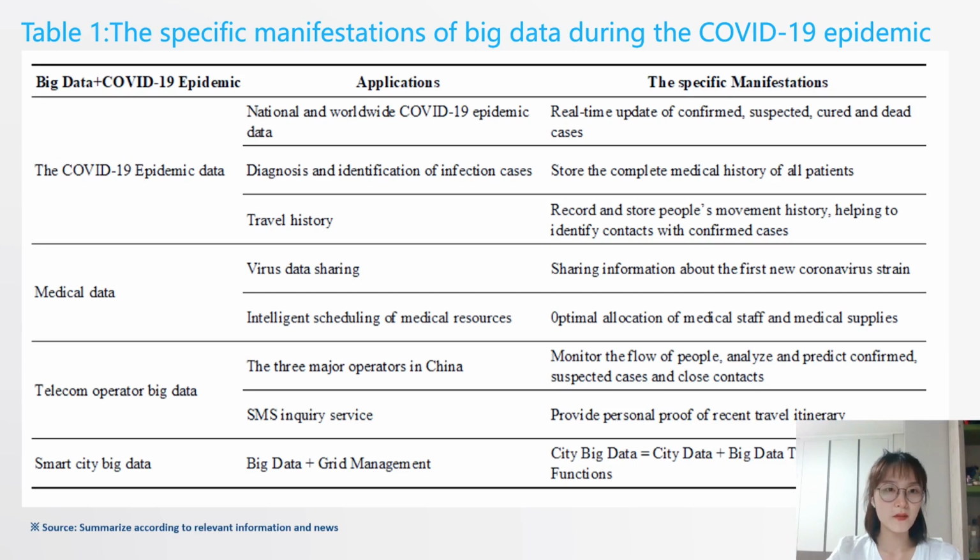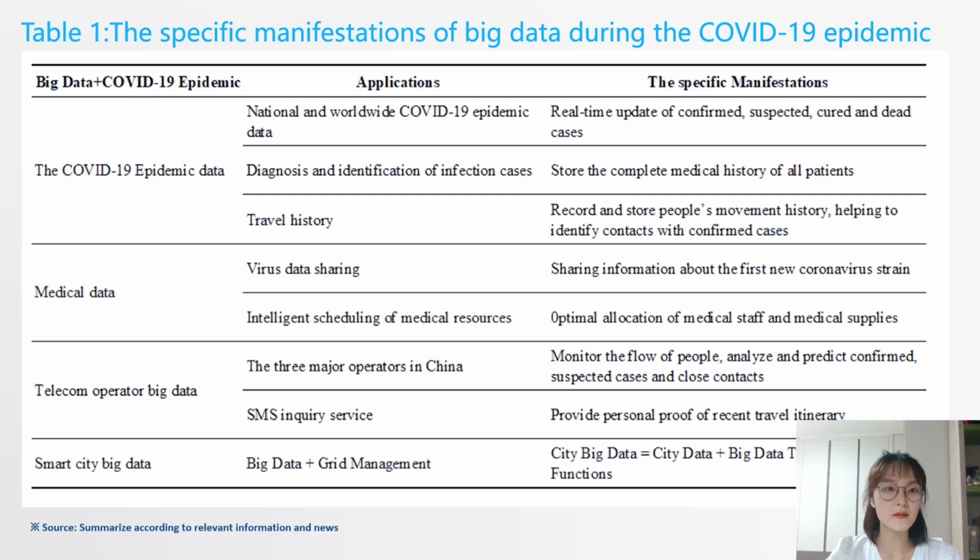The first one is the COVID-19 epidemic data. It's mainly based on the national and worldwide COVID-19 epidemic data. It regularly discloses confirmed, suspect, and current death cases in various cities, provinces, and countries, and draws a dynamic line chart for the daily epidemic data. The second one is about medical data. It's about various data sharing and intelligent scheduling of medical resource sites.